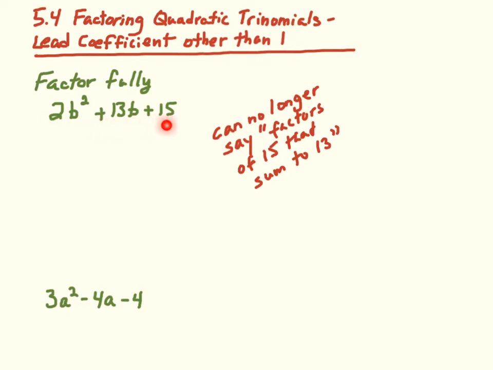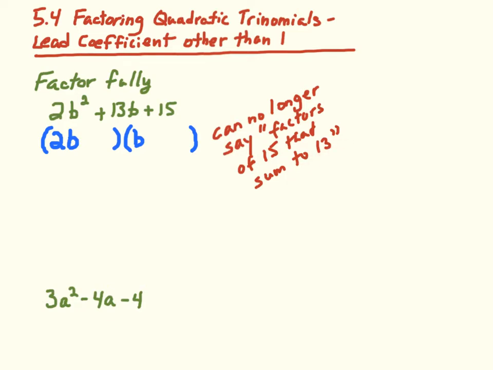You always want to look to see if you can factor out a greatest common factor first. There's not one here, so we're going to have to deal with this as is. So, first thing we want to consider is that the way we would generate the 2b squared, there's really only one way we can do that. That's going to be the F of FOIL, multiplying our first 2b times b, and that would get us 2b squared. Now, because the lead coefficient is not 1, we can no longer say the factors of 15 that sum to 13. That won't work anymore.